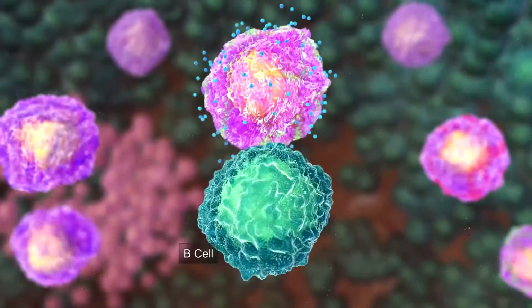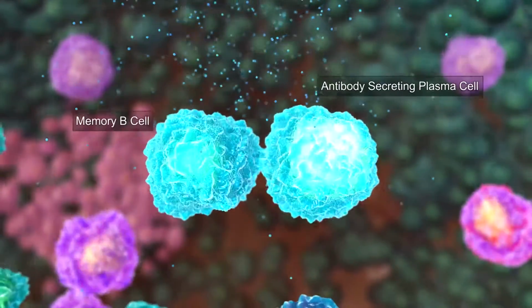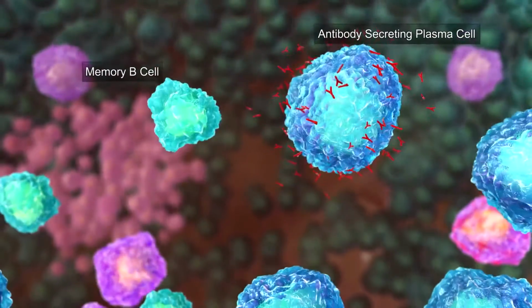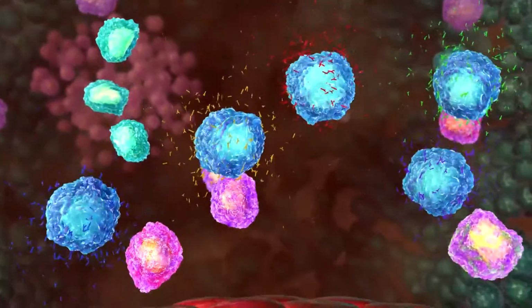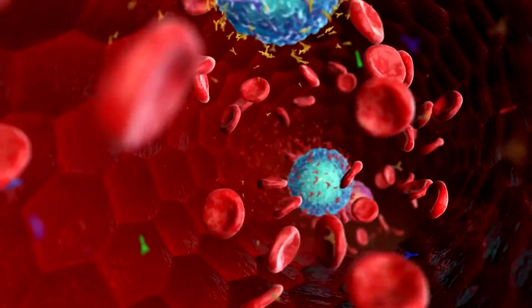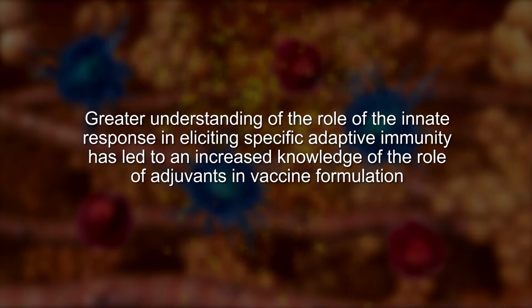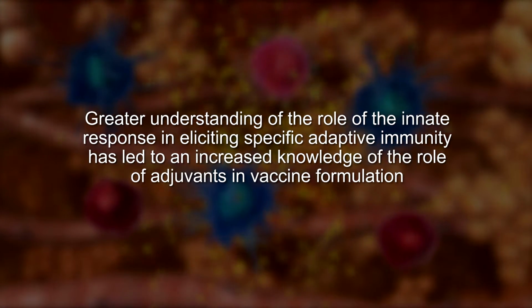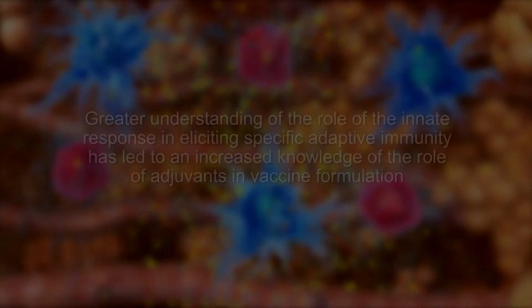Activated T cells secrete cytokines to stimulate B cells to divide into antibody-secreting plasma cells and memory B cells. Immune cells and antibodies with a broader specificity leave the lymph node and enter the bloodstream to fight infectious diseases. Greater understanding of the role of the innate response in eliciting specific adaptive immunity has led to an increased knowledge of the role of adjuvants in vaccine formulation.